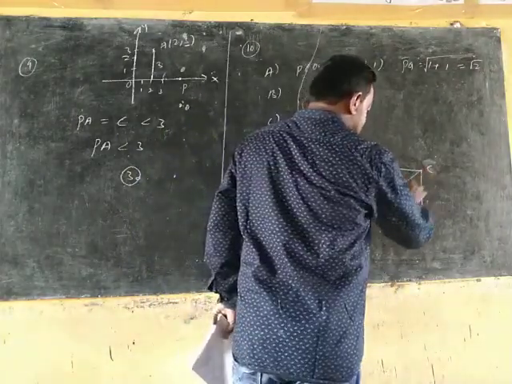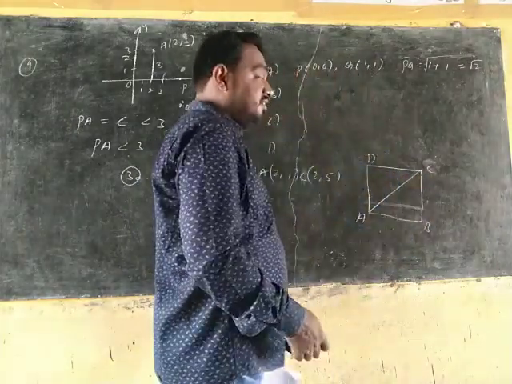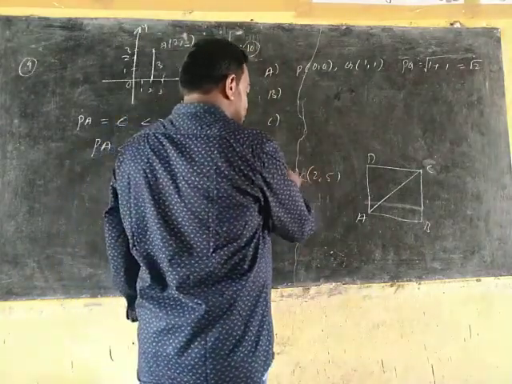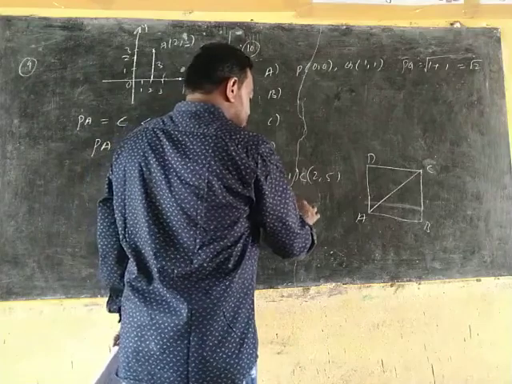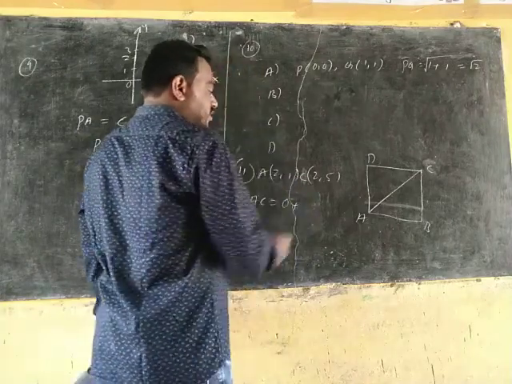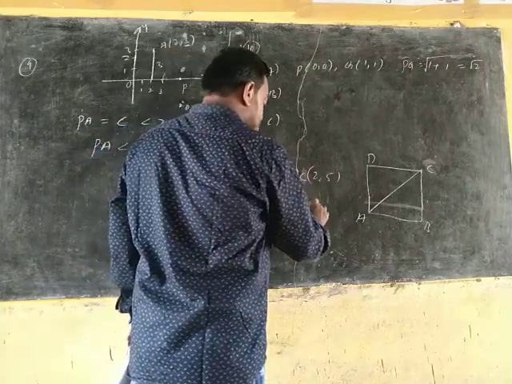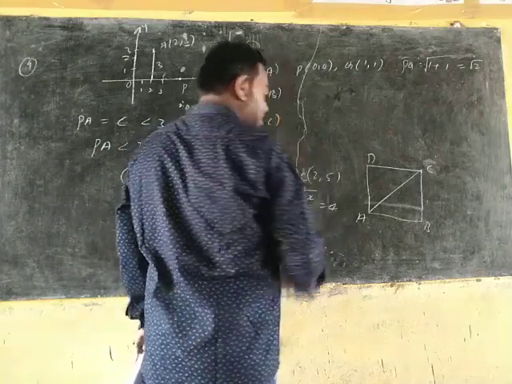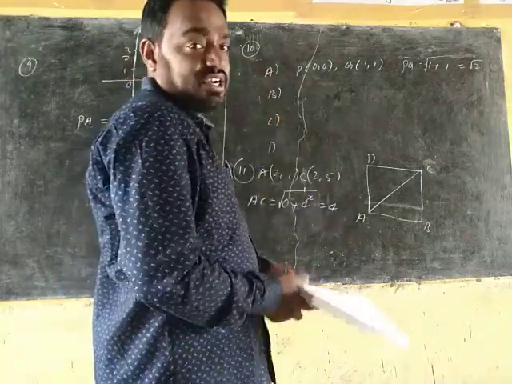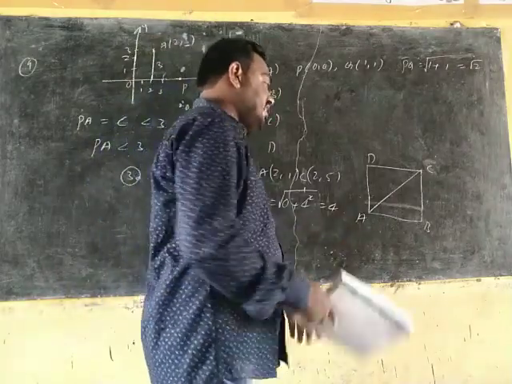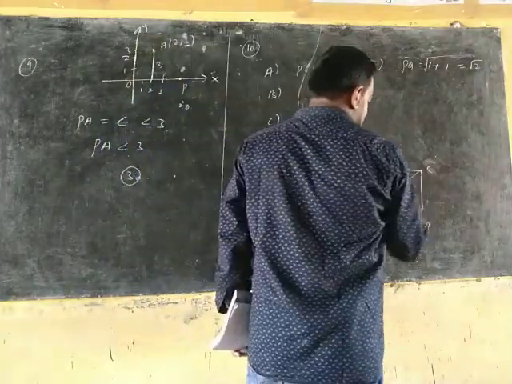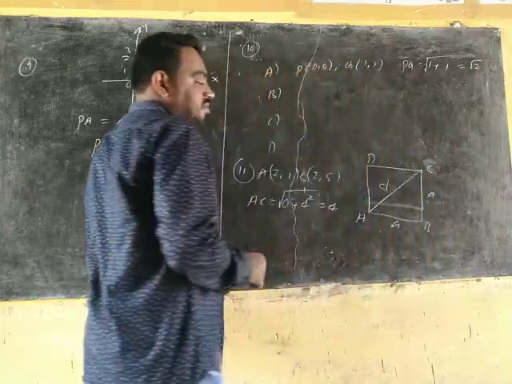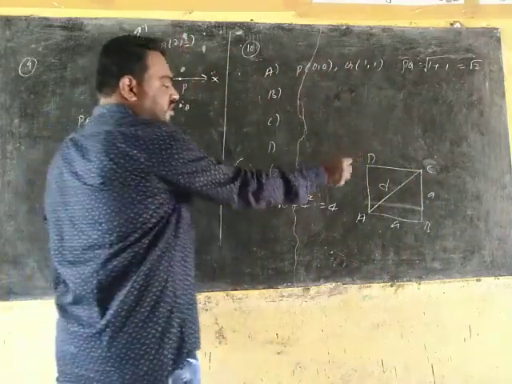So what we need to find here is the side. First find the A to C distance. 2 minus 2 is 0, 0 square is 0 only. 5 minus 1 is 4, 4 square, under root, is equal to 4. So the A to C distance is 4. Then A to C is the diagonal. This is the side. So the relation between these is a right angle triangle.